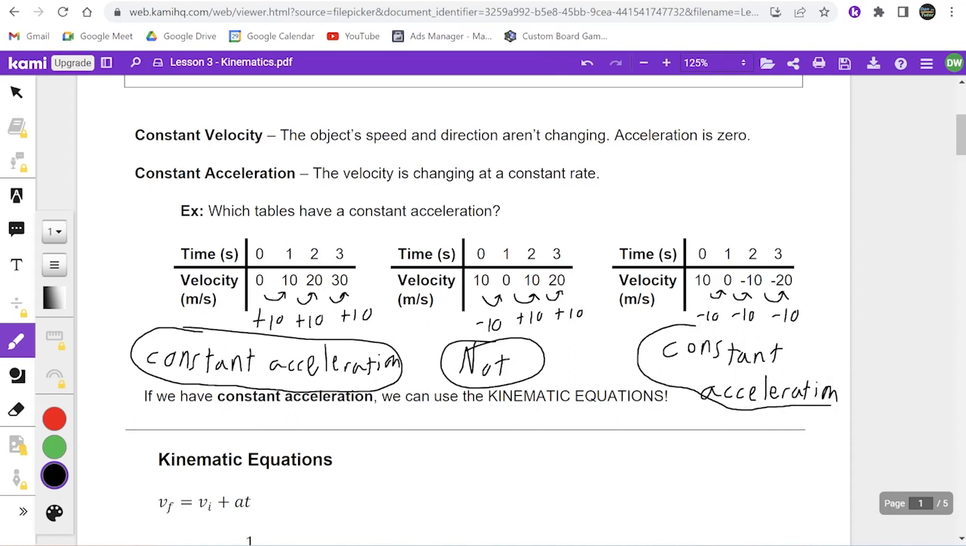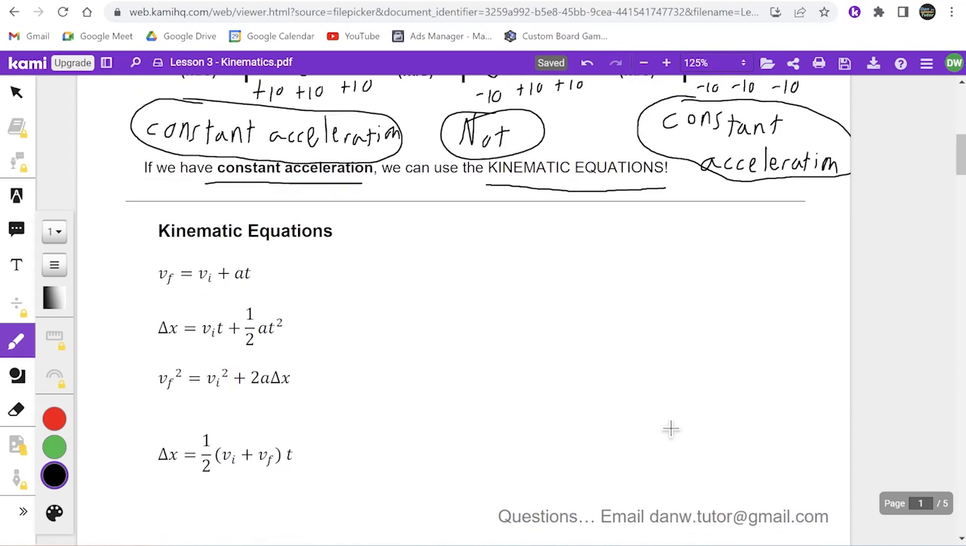Now, hopefully we start to get the idea of what constant acceleration looks like. And the last thing I want to say is if we do have constant acceleration, then that means we get to use the kinematic equations, which are the most important equations in all of physics, in my opinion. And here they are.